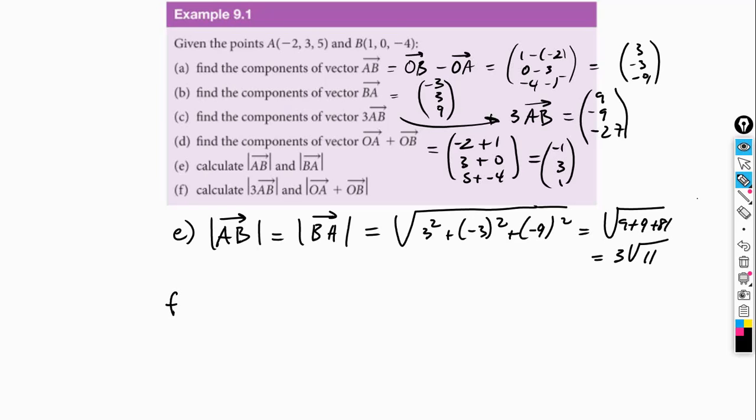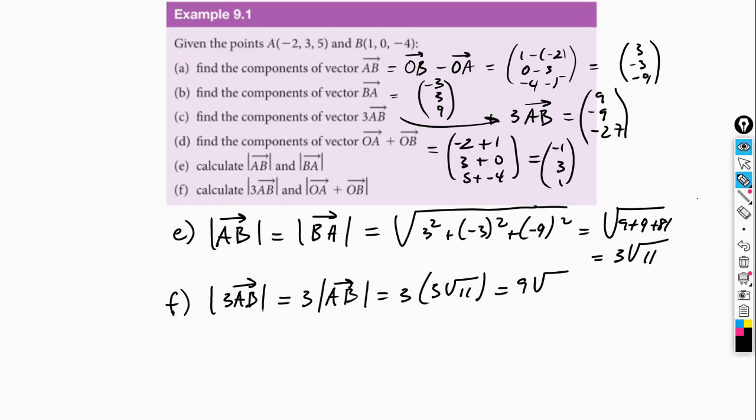For f, they want us to calculate the magnitude of 3 times the vector AB. Notice that this is the same as saying 3 times the magnitude of vector AB. So simply 3 times 3 square root of 11, or 9 square root of 11.